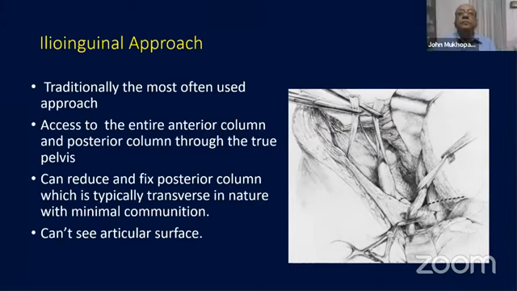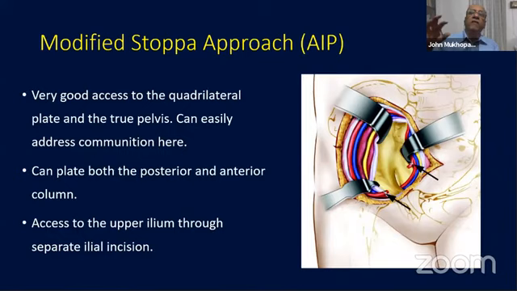Sorry. You can reduce and fix the posterior column. The thing is, you can't see the articular surface through this approach, although you can see part of the dome through some of the fracture lines, which may be useful when you're trying to reduce the impaction.